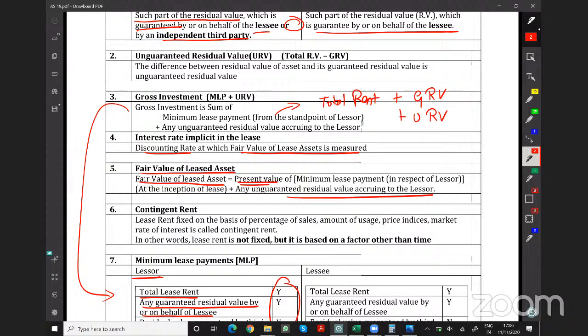So what do you mean by the fair value of the asset? Fair value of the asset is the present value. How will you find the present value? By using the interest rate, which is the discounting rate to measure the asset. You will use the interest rate to calculate the present value of minimum lease payment plus any unguaranteed residual value accruing to the lessor. So in simple words, it's the present value of gross investment. Because the 5,000 I will receive in the first year, second year, third year, fourth year, we will compute their present value.